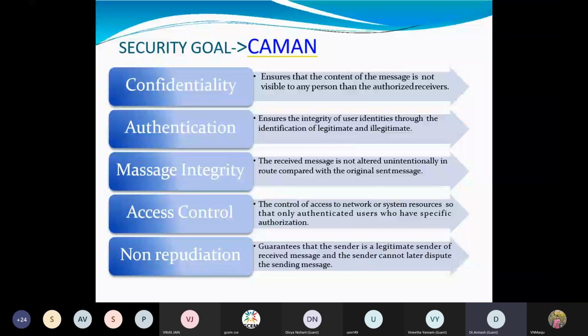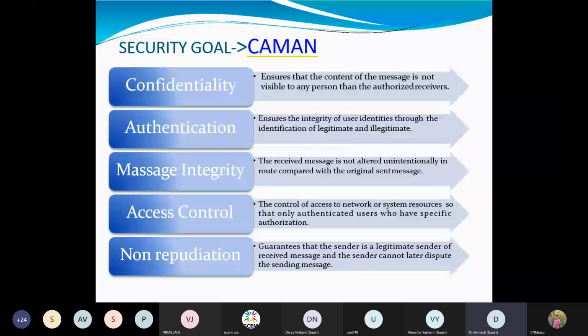So the first goal, that is the confidentiality security goal, it ensures that the content of the message is not visible to any person other than the authorized receivers. So it can take care of the confidentiality. Our first goal should be confidentiality. If we can ensure confidentiality goal, then we can say that the 20% part is over.